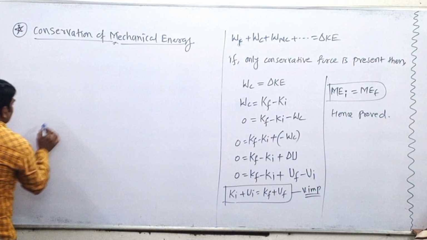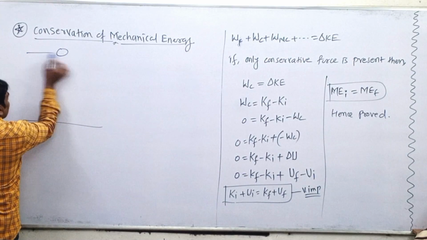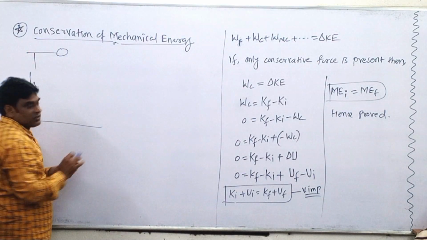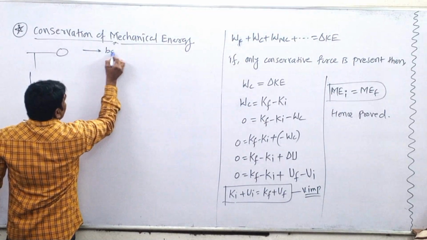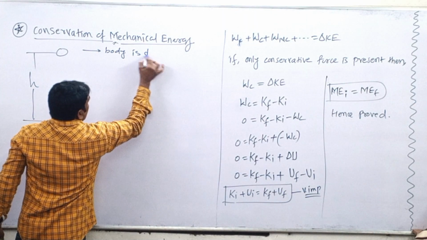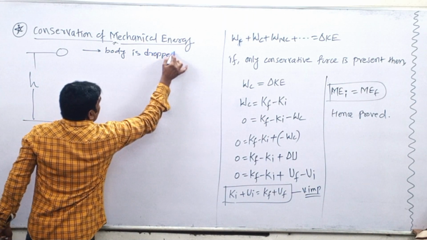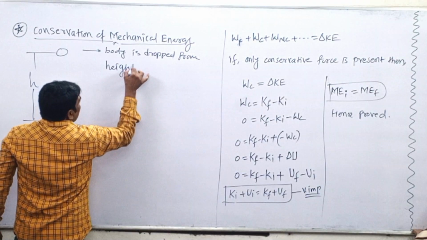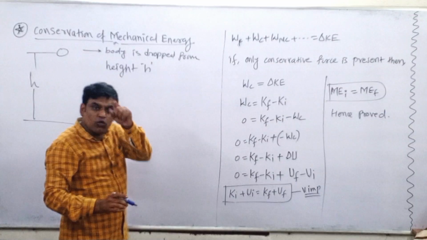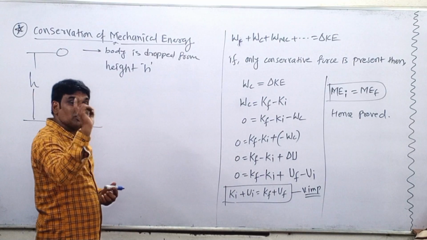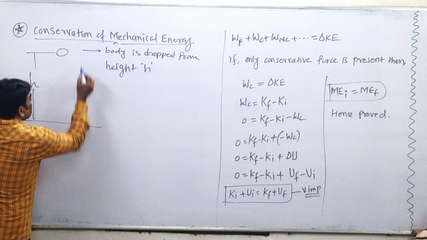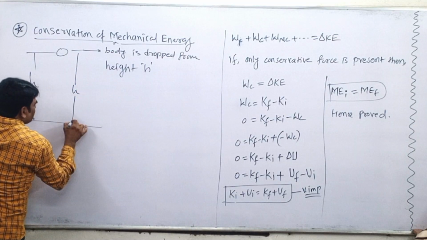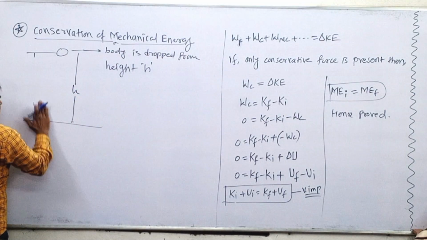Let us take a body at height h and drop it. The body is dropped from height h. Dropped means what? Initial velocity 0. So let us say this height is h. Now what are they asking?